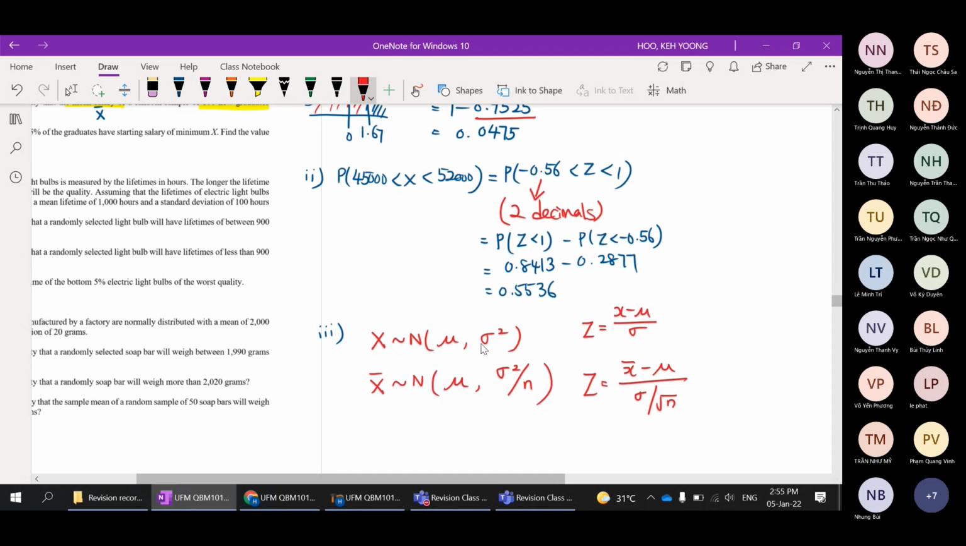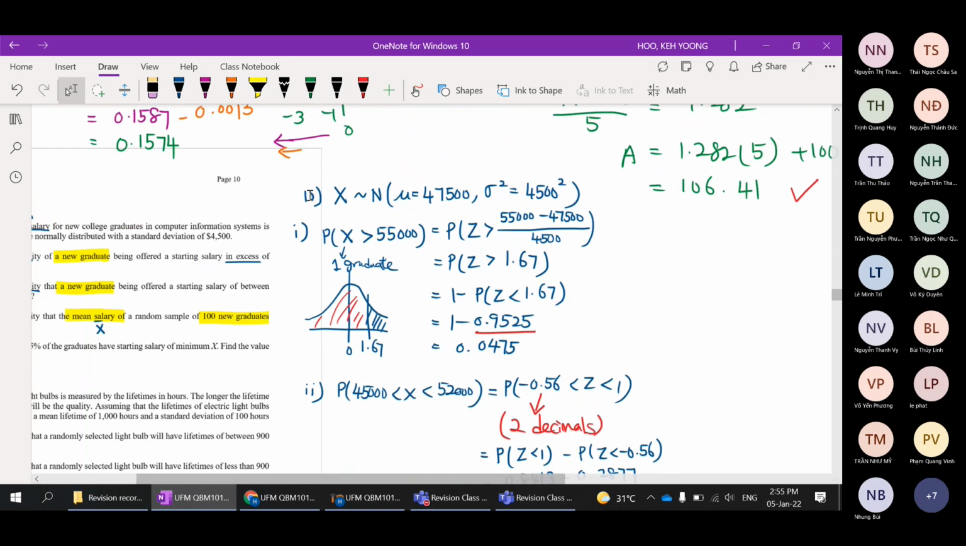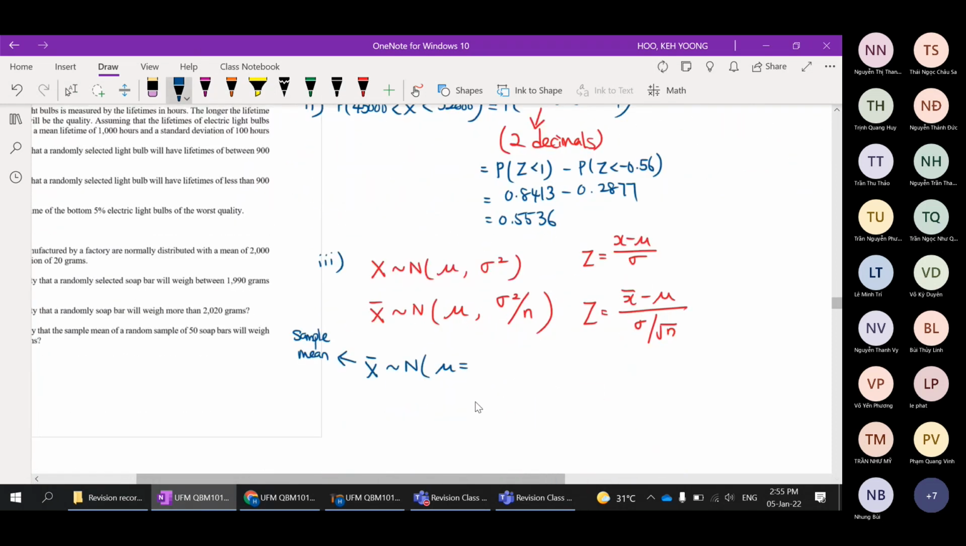Please take note of this. For these questions, our X bar is the sample mean. The sample mean will follow a normal distribution with the population mean the same as what is given, 47,500.